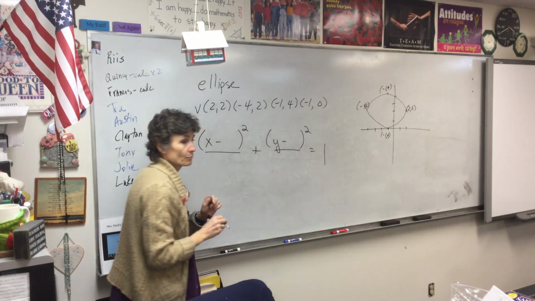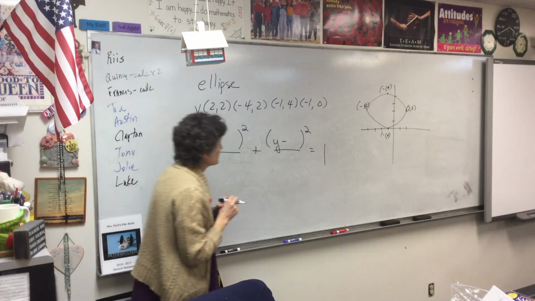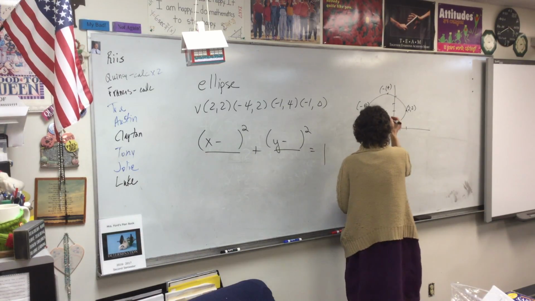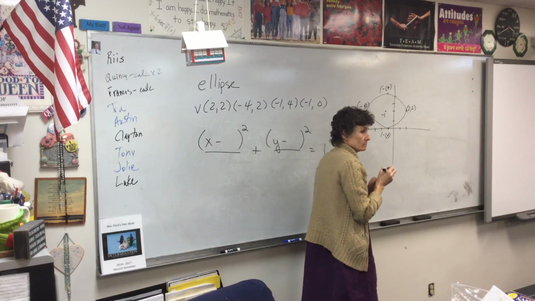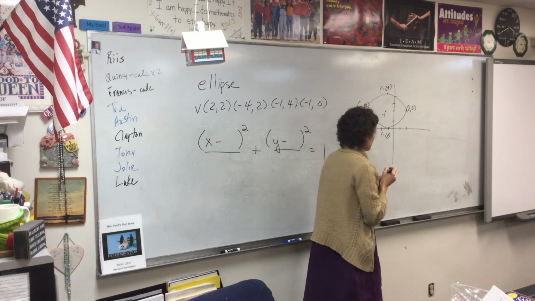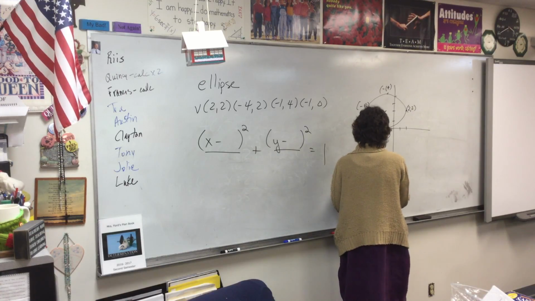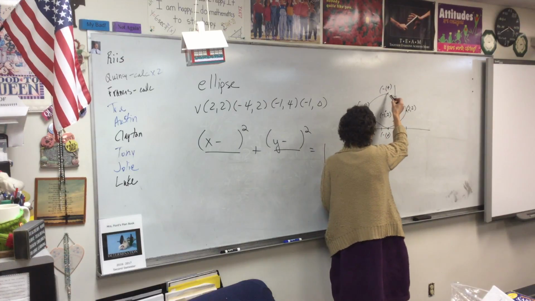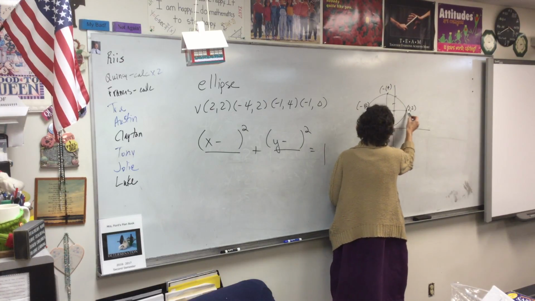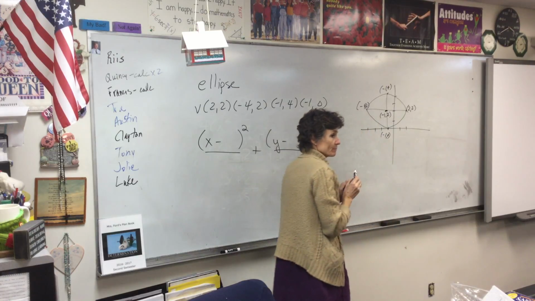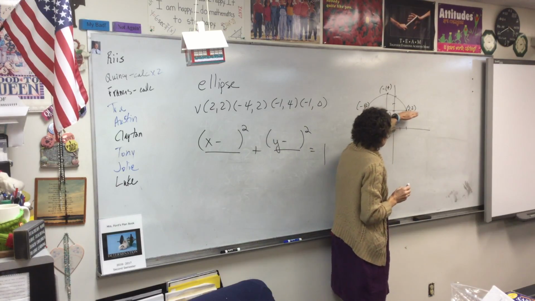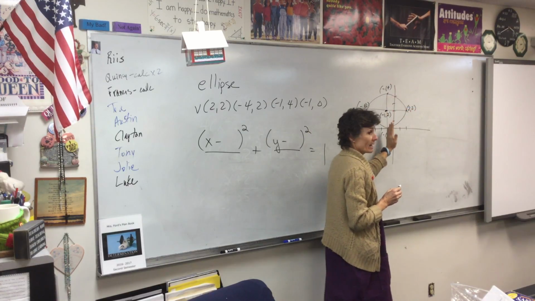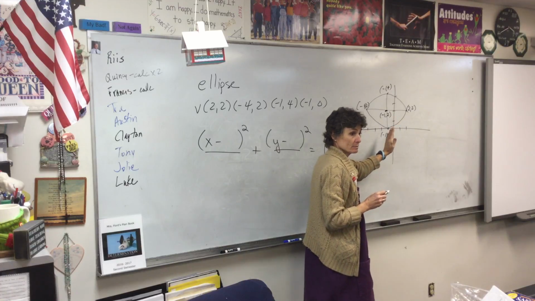The center for the x has to be negative 1. Wouldn't the center for the x have to be negative 1? What do you think about that? And what about the center for the y? Wouldn't it have to be 2? Now think about it. Aren't your axes going to cross right there at the center? Isn't this the line where y is 2? And this is the line where x is negative 1?